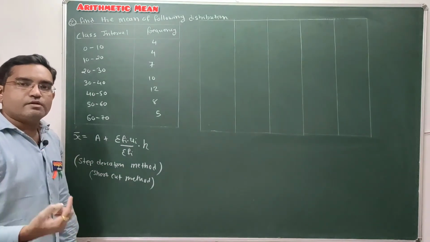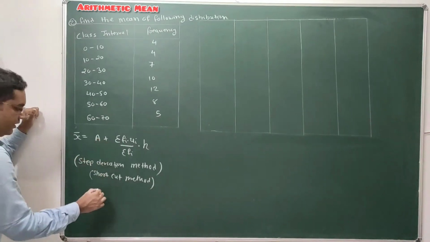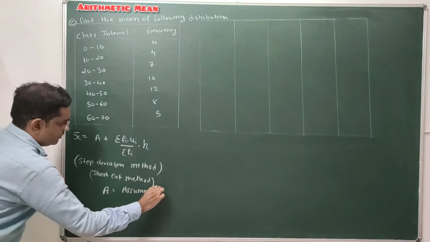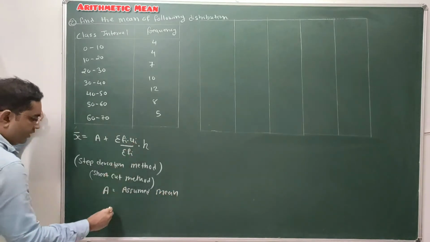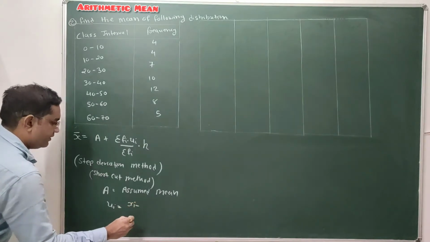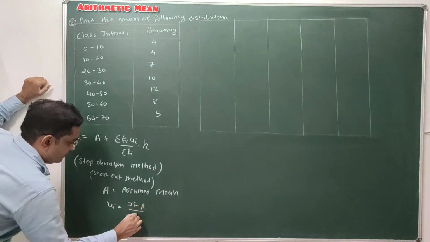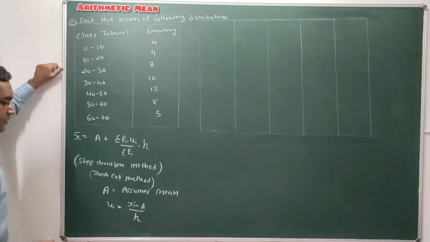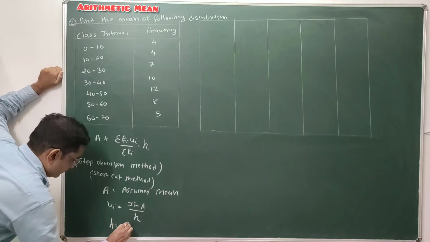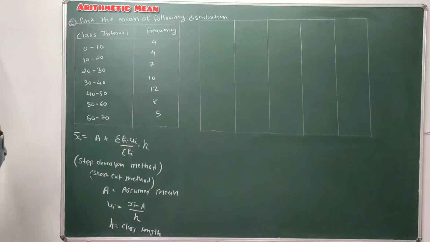In the previous sum we have discussed the assumed mean method. Now we are going to discuss this step deviation method. So in this formula, A is the assumed mean, and the value of ui can be obtained by xi, the class mark, minus this assumed mean A, divided by h. What is h? h is the class length. Done. So let's try to solve this sum.